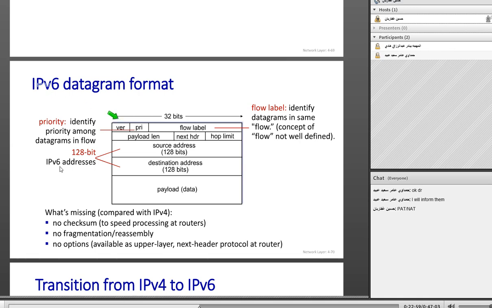This is the header format of IP version 6. You can see this header is very simple, just 8 fields. You can see just 8 fields here. Two of those are source and destination IP addresses, IPv6 addresses.